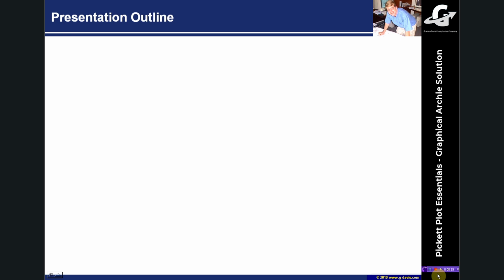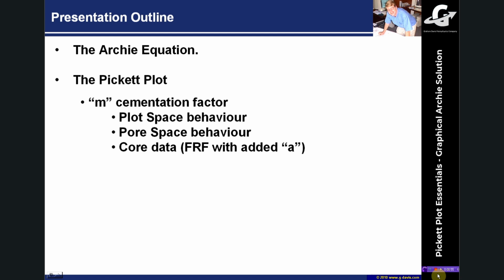But what I'd like to talk about today is the Archie equation itself. I'll just briefly go through the Archie equation. Then I'm going to get on to the Pickett plot itself. And there are a couple of elements that I'd like to discuss about the Pickett plot. There is the m cementation factor. And I'll show you how that behaves, what that looks like in the Pickett plot space, and I'll try and give you a flavour for what that means in terms of pore space behaviour, what's going on in the pores that controls this cementation factor behaviour.